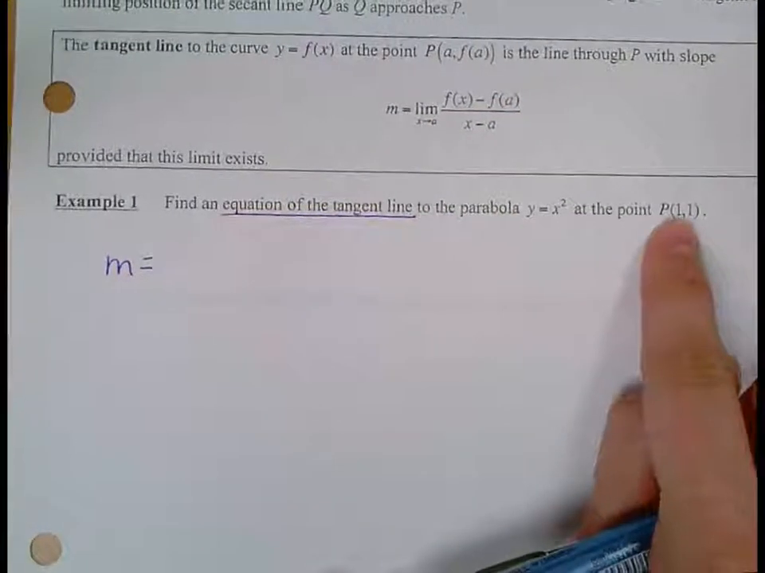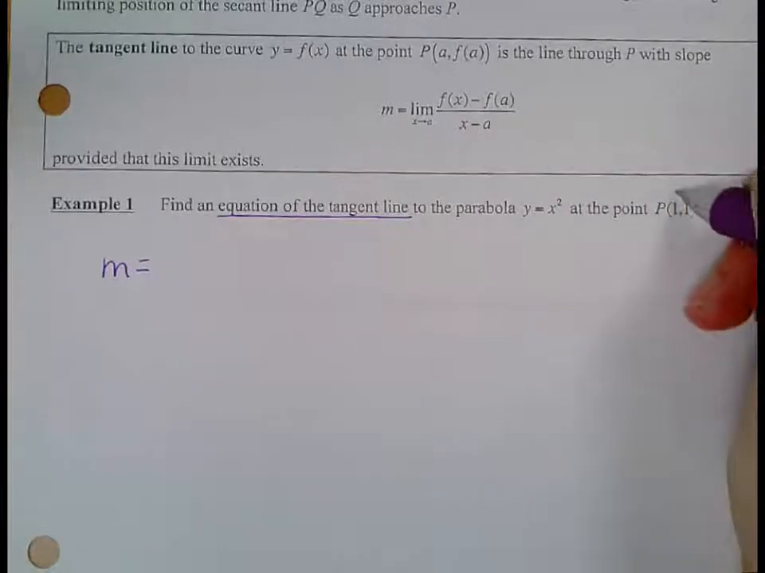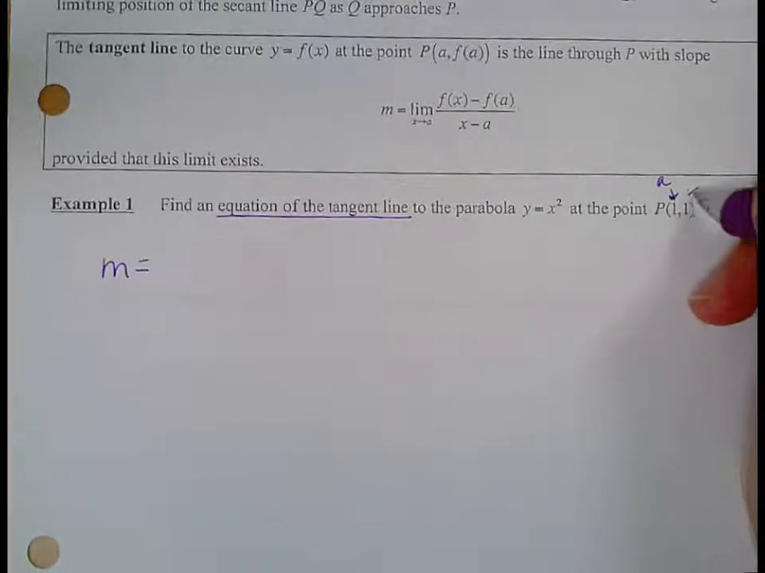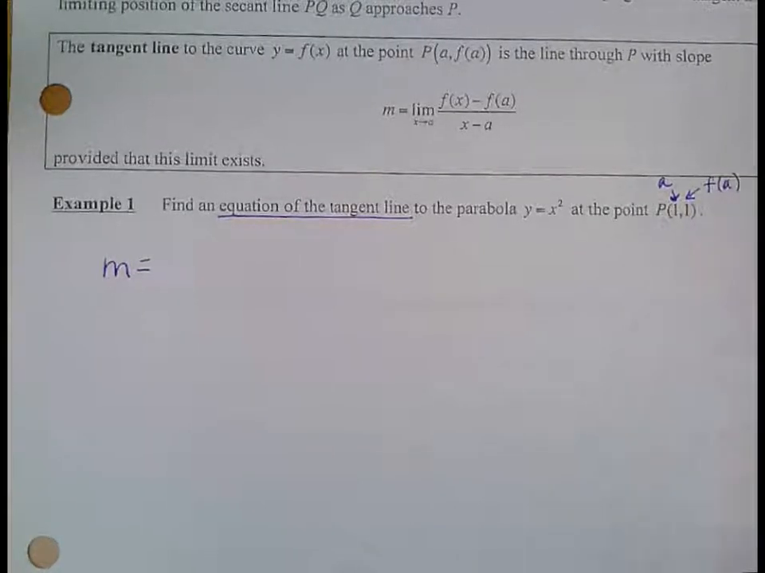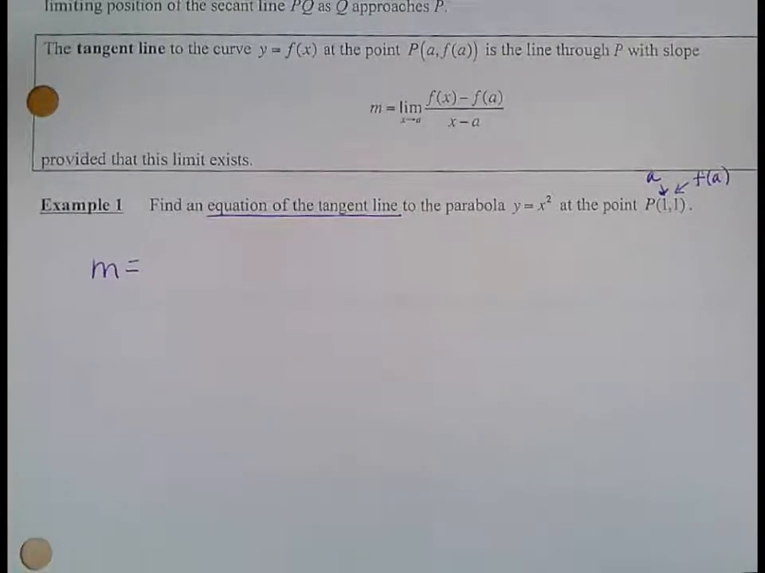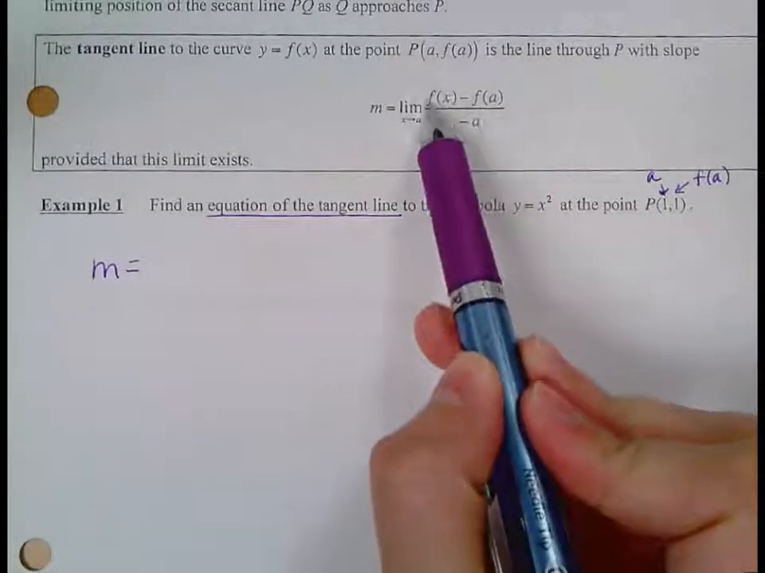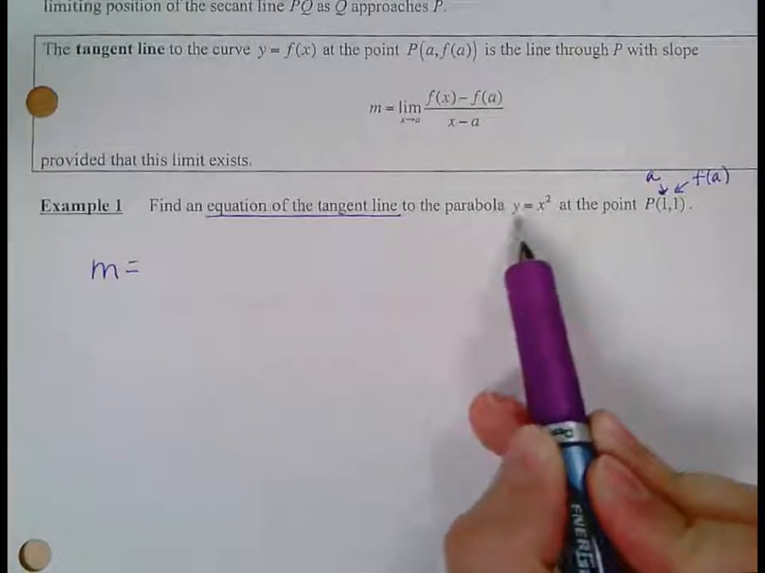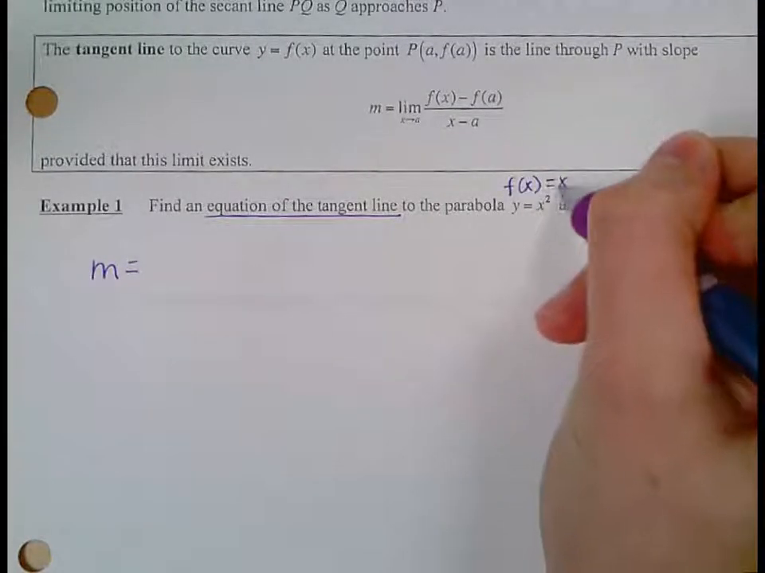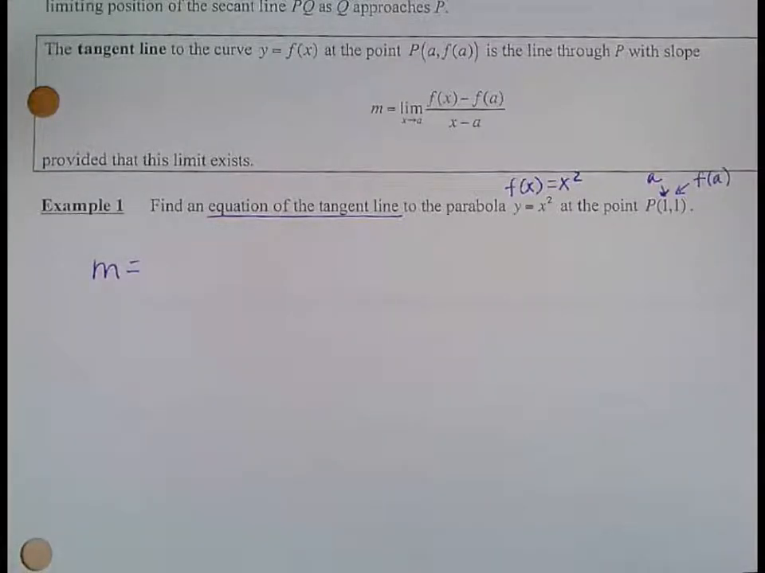So we are given our point P, and again, the x coordinate is your a value, and the y coordinate of point P is f of a. And your f of x is just your curve. So if we have y is equal to x squared, that's our f of x. It's just your function that you're using. So in this case, it's x squared.